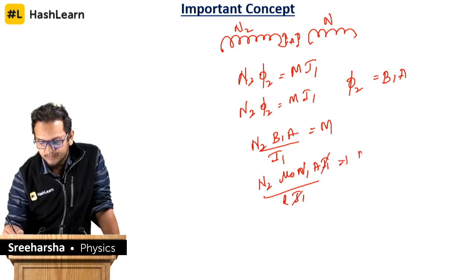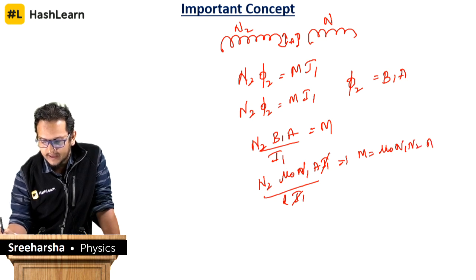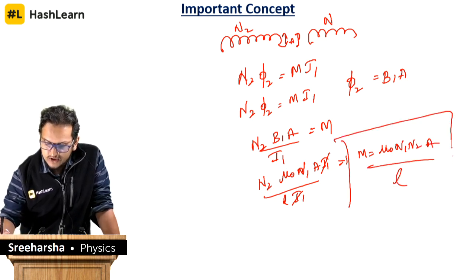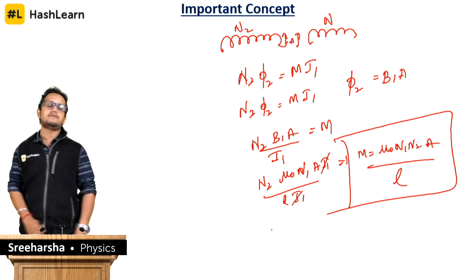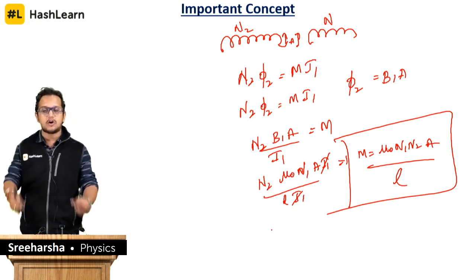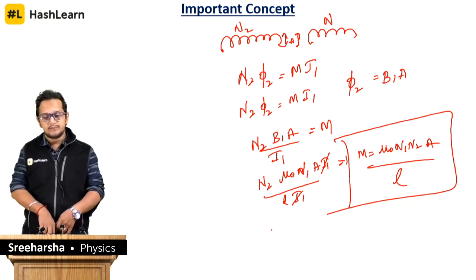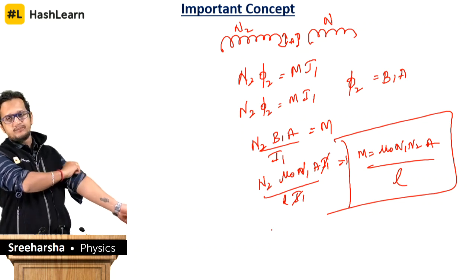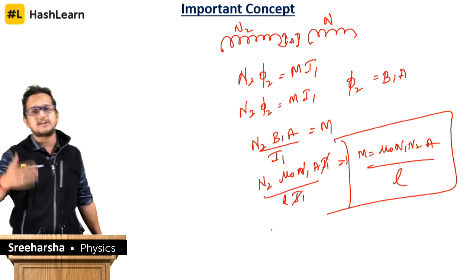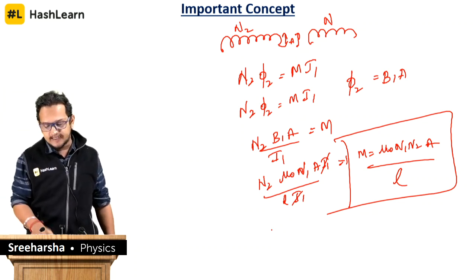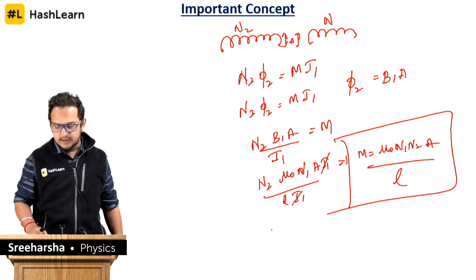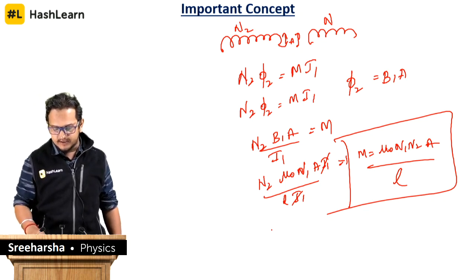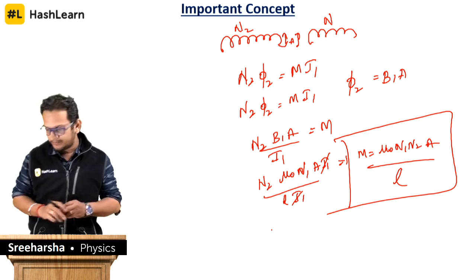So you will have the mutual inductance as mu naught N1 N2 A by L. This is the general expression for the coils, assuming the coils are solenoids. There is one factor on which the mutual inductance depends, which is called the coupling constant.